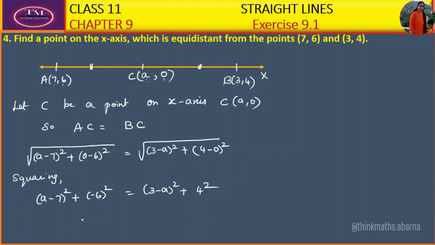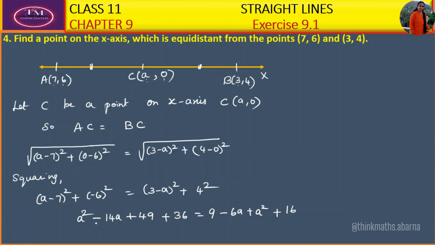So (a minus 7) whole square is a square minus 2ab, so minus 2 into 7, 14, into a: minus 14a plus 7 square, which is 49, plus (minus 6) whole square, which is 36, equal to (3 minus a) whole square, which is 9 minus 6a plus a square. This is (a minus b) the whole square, which is a square minus 2ab plus b square. Applying the formula, we get this result. Plus 4 square, which is 16.